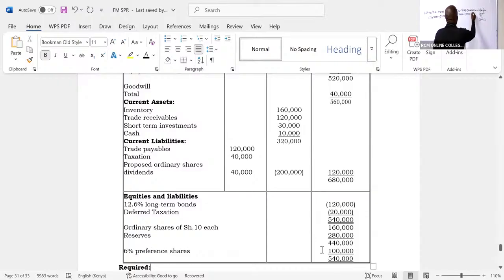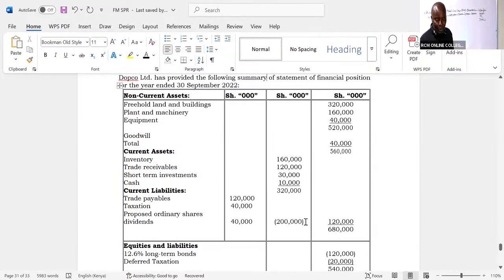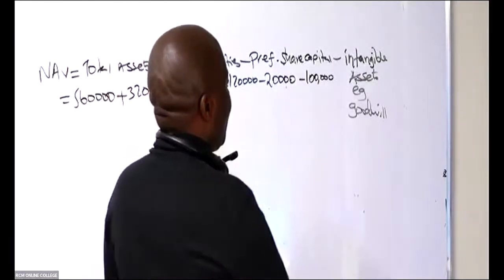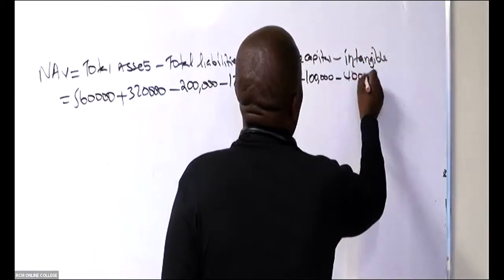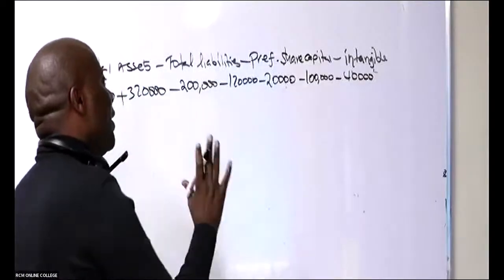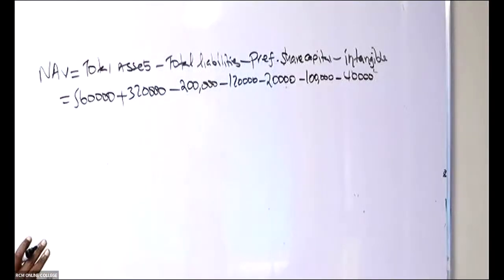So minus 100,000. Do we have any intangible assets amongst our non-current assets? Oh yes, we do. You can see we have goodwill. This goodwill is intangible. You can't touch goodwill. So minus 40,000. This will be the total net asset value of the company.